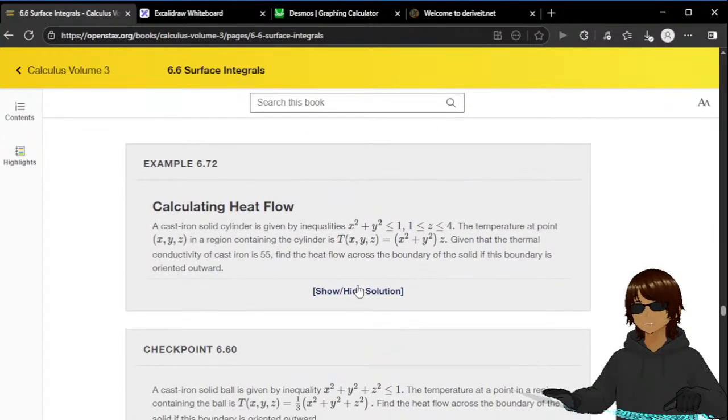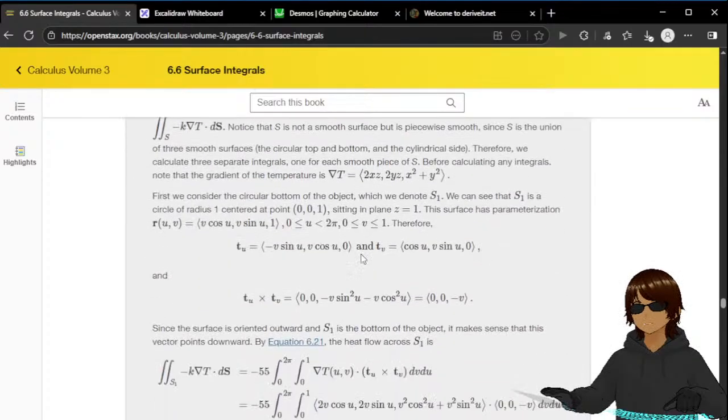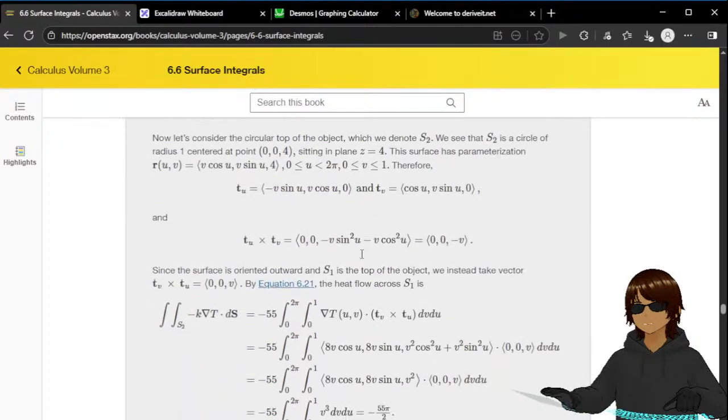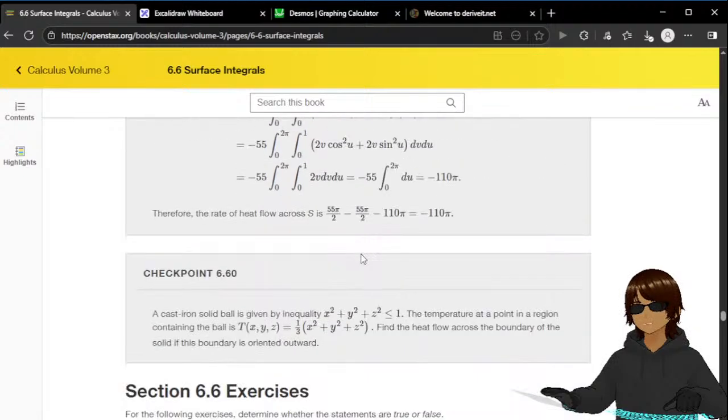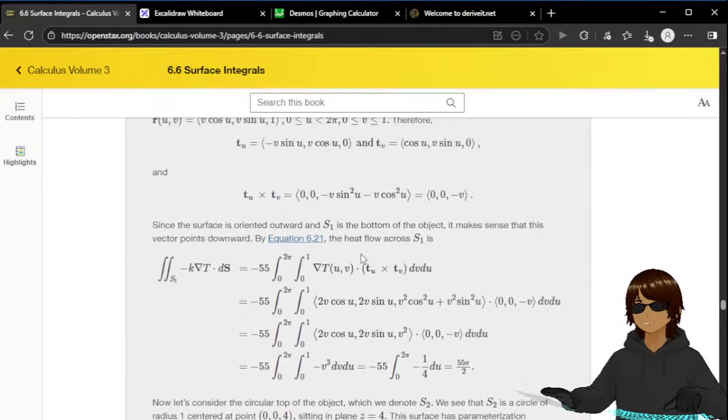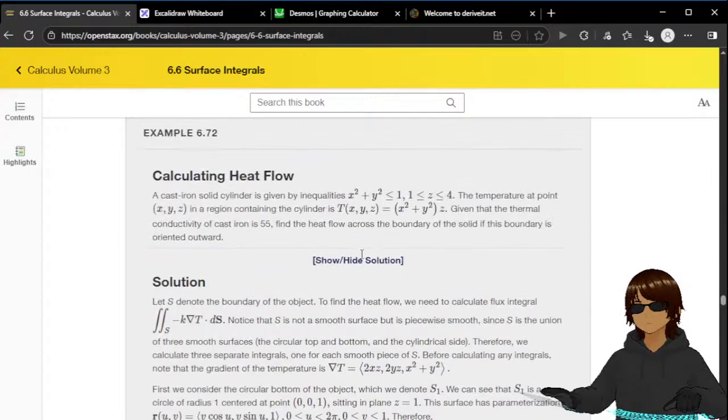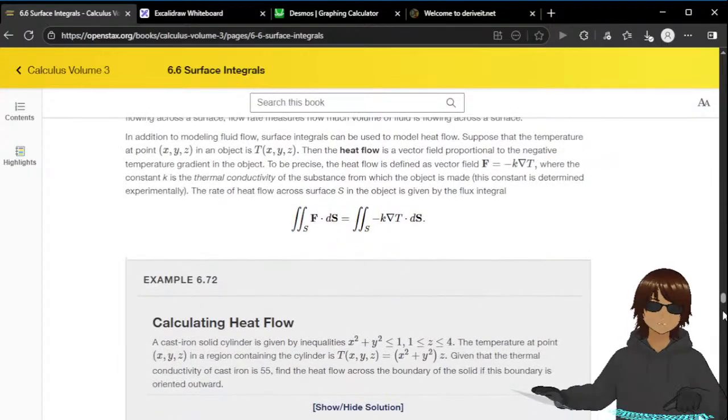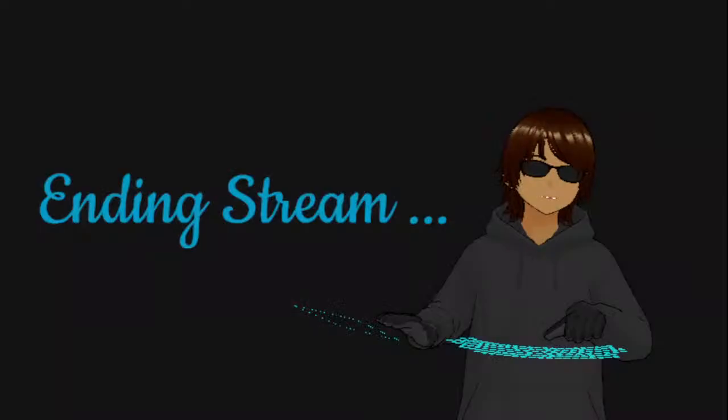Okay. Oh my god. Okay, I will end the stream here then. Should I read? I will read this off the stream. I'll end the stream here then.